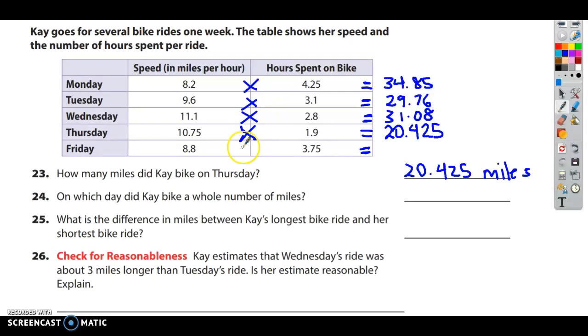We already did Thursday, so now we have to check Friday. On Friday, if you do 8 and 8/10 times 3 and 75 hundredths, you get 33, which is a whole number. On which day did Kay bike a whole number of miles? The answer is Friday.